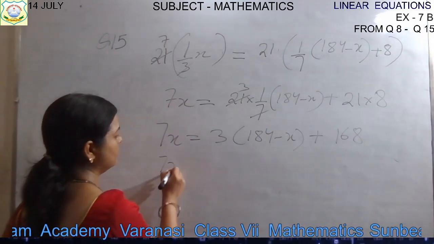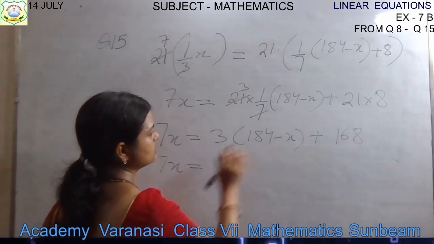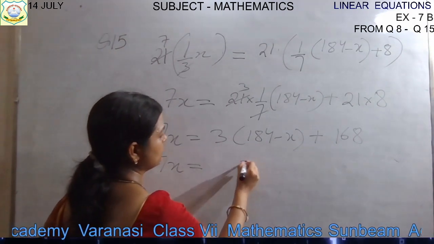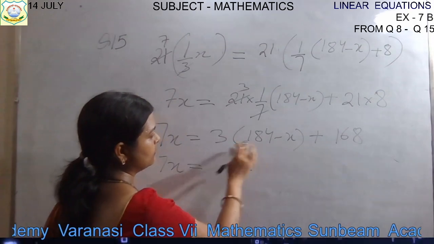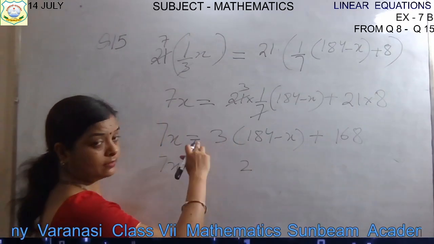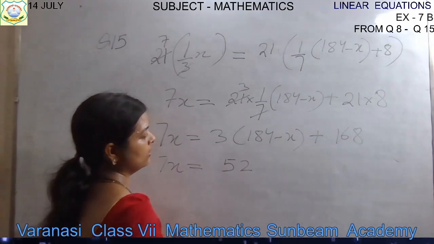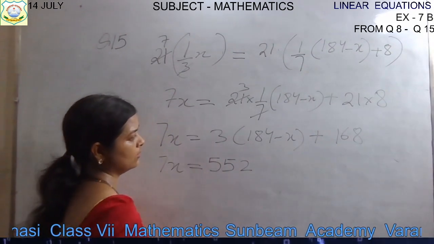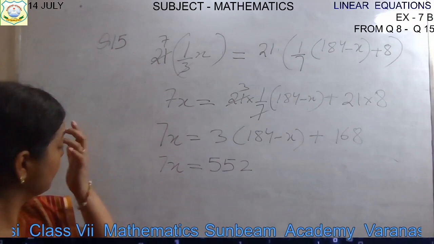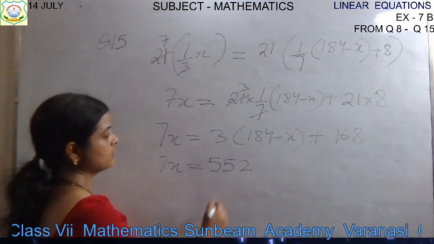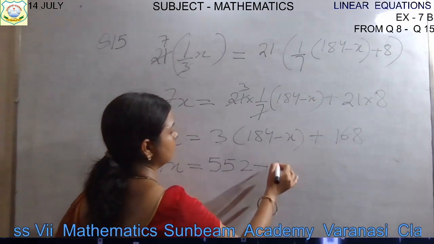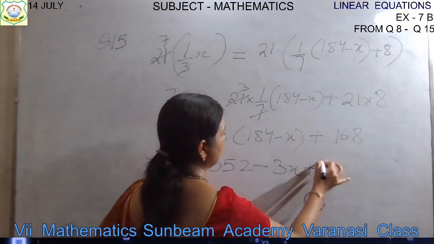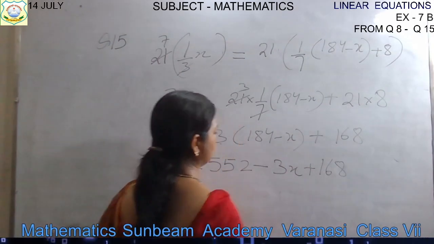Now 7x is equal to, now just multiply it. 4 3s are 12, 8 3s are 24, and 1 25, and 2 is left. 3 1s are 3, 4 5. Clear? Next is minus 3 into 1, 3x plus 168.